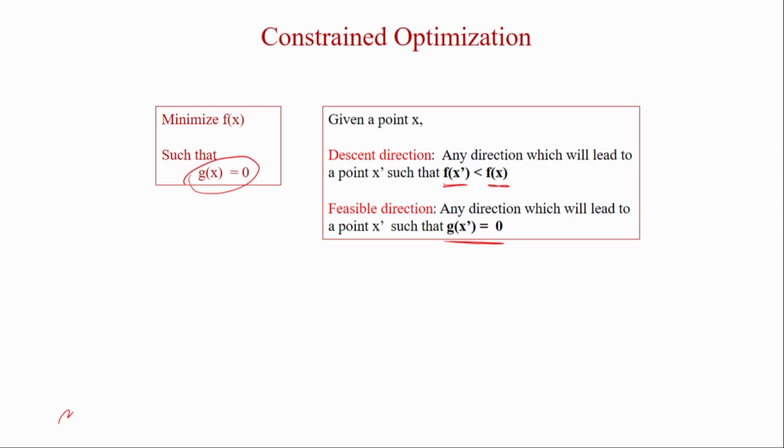Well, your original x may or may not have g of x equals 0, but once you move to this new point and you end up with a point where g of x prime is also 0, then that's a feasible direction. So these are two different things. Is it clear what these two things are? You also want to minimize the function, but then you also want to be in the feasible set.